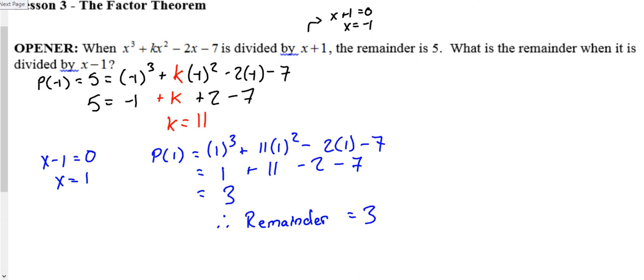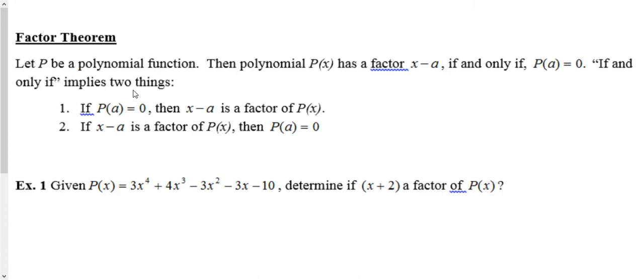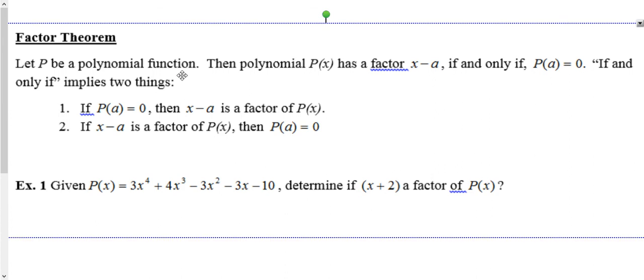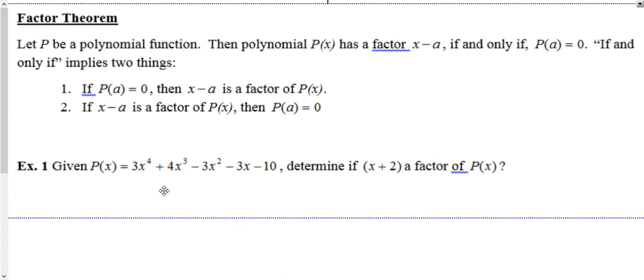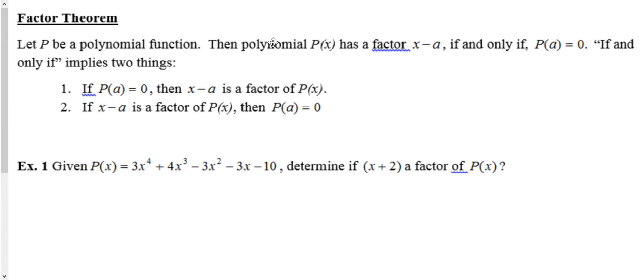So that's just a quick opener. Today's lesson is factor theorem. So this theorem says the following. It says that if p is your polynomial, then p has a factor of x minus a if and only if once you sub in that a value into your polynomial, it's equal to 0. This implies two things, and our two stipulations are if your sub in is equal to 0, then x minus a is a factor, and if x minus a is a factor, then once you sub in, it has to equal 0, so they go hand in hand.